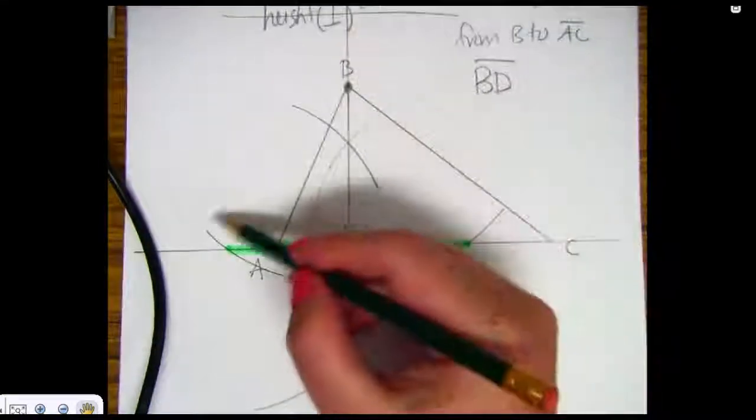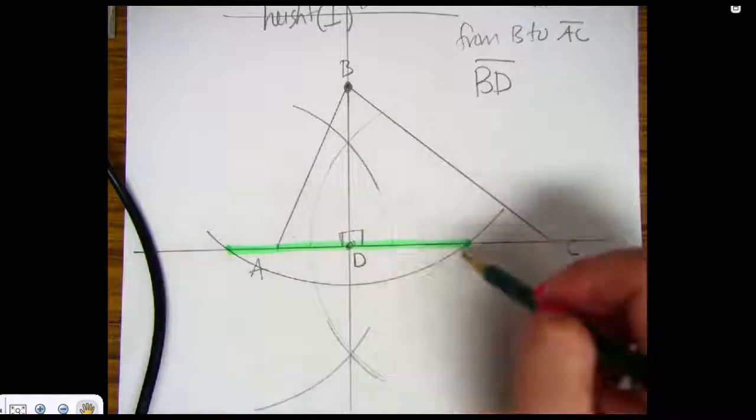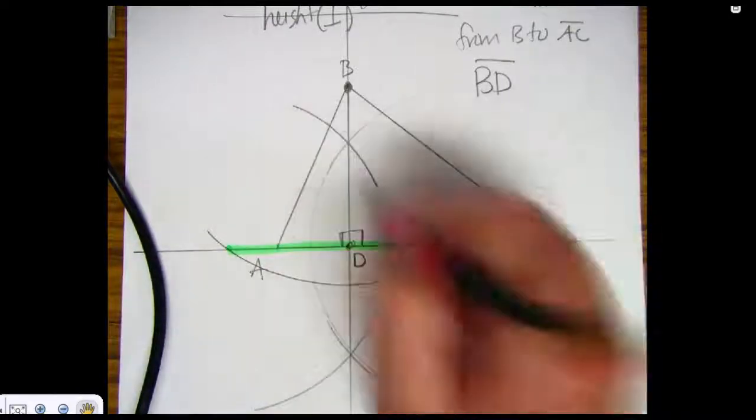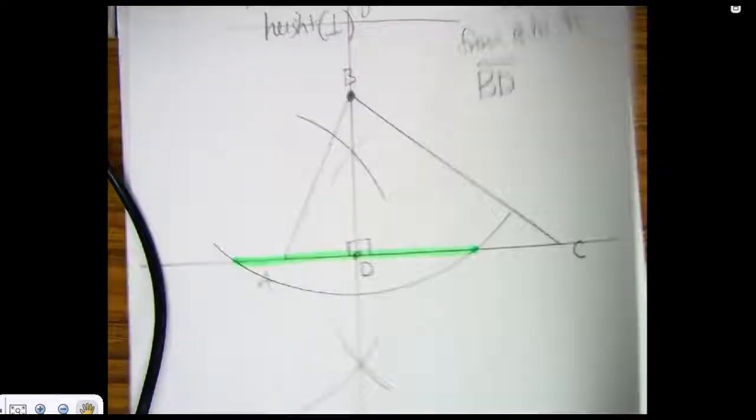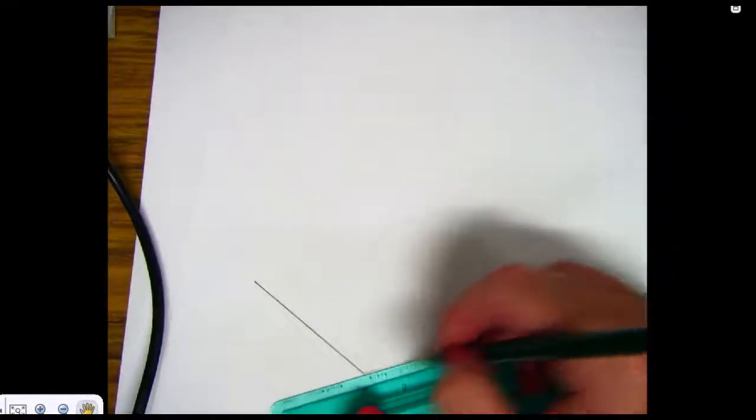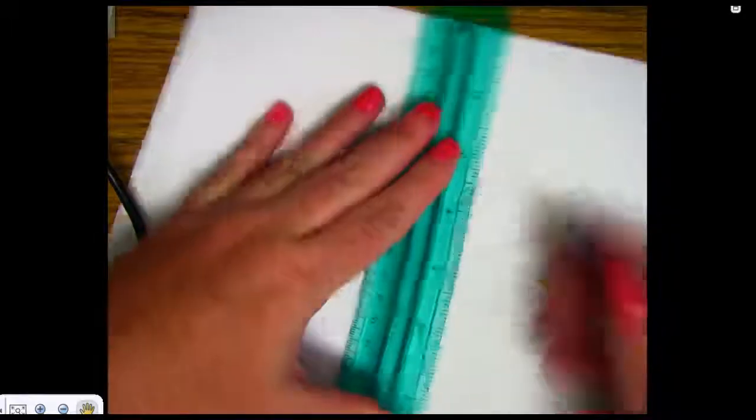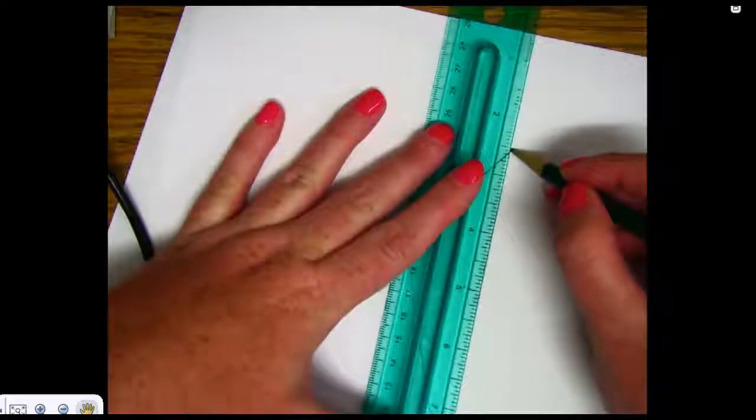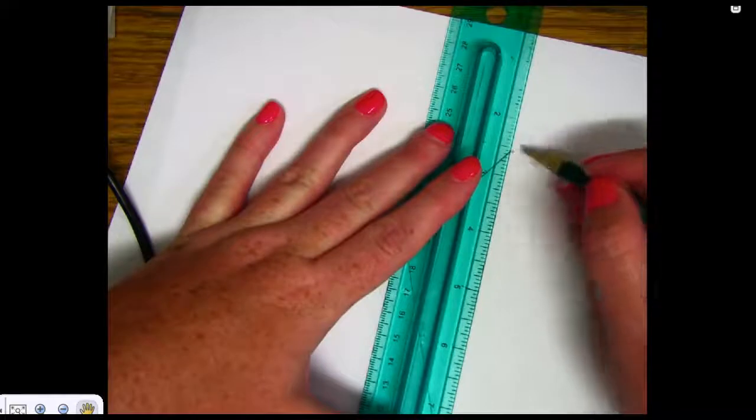So I first have to draw an arc that sections a segment off. Then I do my perpendicular bisector. So I'm going to show you on a different kind of triangle. Let's say we have an obtuse triangle. So an obtuse triangle has one angle that's more than 90 degrees. You can't have 2 angles more than 90 degrees or we wouldn't have a triangle.